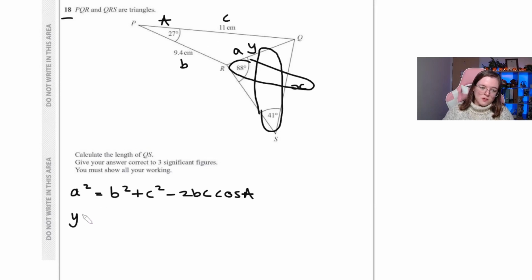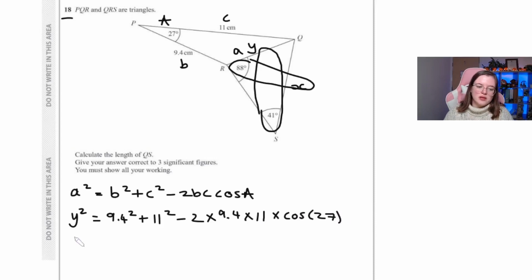So we have a squared, or y squared as I've called it, is equal to 9.4 squared plus 11 squared minus 2 times 9.4 times 11 times cos of 27. And then if I type all that in, I'm going to cut it out, so I'll be back in a second. I get y squared is 25.1 essentially, but don't round it on your actual calculator when you type in the square root of it. We want to use the calculator answer. So y is the square root of the thing on your calculator, which is just 5. There we go. So y is then 5.